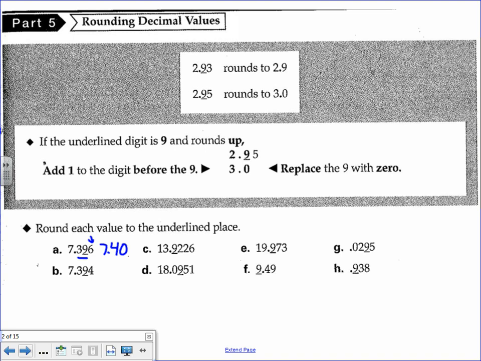Now if we look at B, there's the 9. The number to the right of the 9 is a 4. So I'm looking at that 4. Again, if it's 4 or lower, it says stay the same. So this stays as 7.39, and that's where we leave it. Okay, you can go ahead and do C, D, E, F, G, and H on your own.